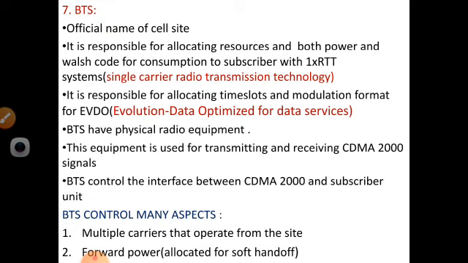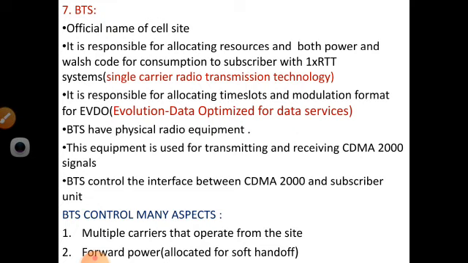Suppose they are asking you to mark what the functions of the BTS are. Now you can write points for allocating resources, allocating power, allocating Walsh code, and allocating time slots and modulation format. Walsh code will be looked at in the upcoming slides. Similarly, this BTS has physical radio equipment. This equipment is used for transmitting as well as receiving the CDMA 2000 signals. Similarly, this BTS will control the interfaces connecting between the CDMA 2000 and the subscriber unit.